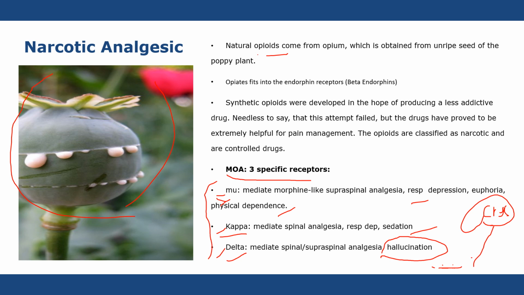All right, we also developed synthetic opioids. And the reason behind developing synthetic drugs was to make them more effective, a clean drug, if you will, with less side effects, and to produce a less addictive drug. Needless to say, that attempt failed. We do have a huge problem in our country, at least with substance use and so forth. But today we are going to focus on pain management, and not necessarily substance use disorder.